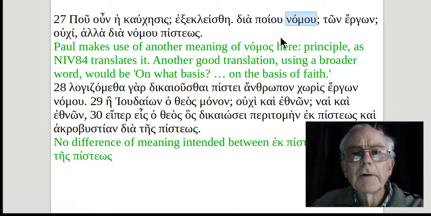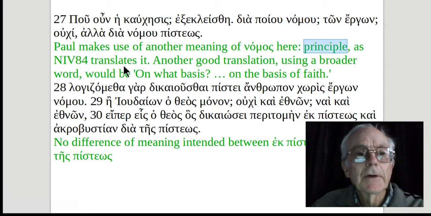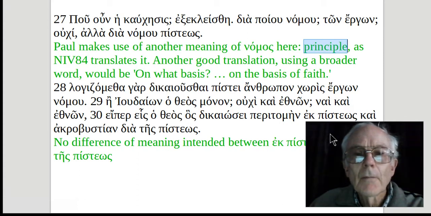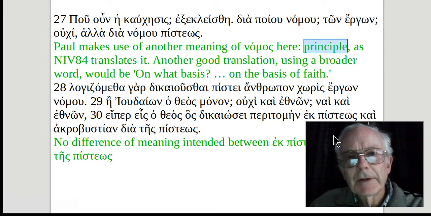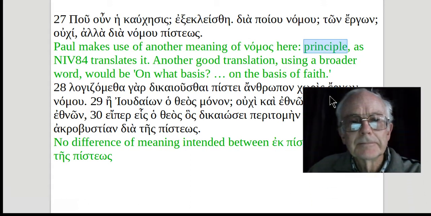Okay, here in verse 27, Paul makes use of another meaning of nomos. That's the base form, nomos. Here is the genitive, nomou. And the other meaning could be expressed in English as principle, as the NIV 1984 translates it. And another good translation using a broader word would be, on what basis? On the basis of faith. So Paul advances his argument and makes his point by taking advantage of the fact that the word he has here has another meaning.